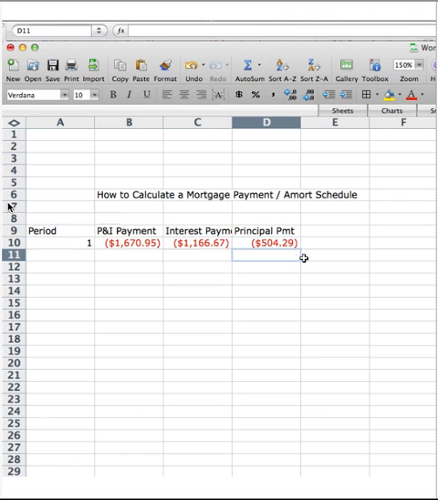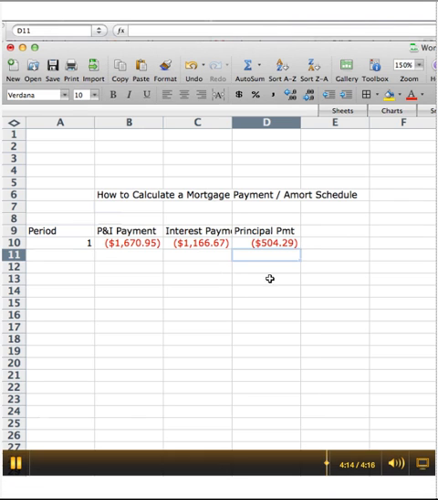Now I'm going to end this video now, and then in the next one I'm going to show you how to turn this into an amortization table.